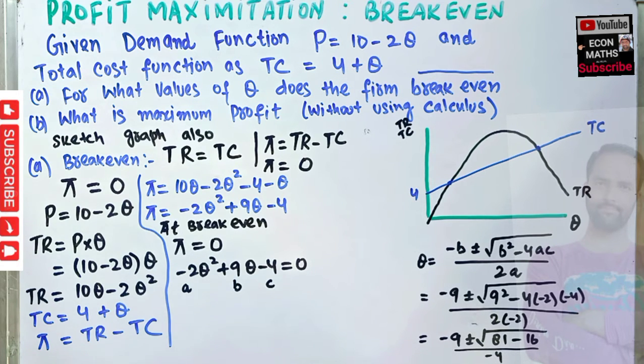Okay. Now when we solve this, let us see what it comes out to be. So 81 minus 16, so this is 5. I hope I am making the calculation right here.